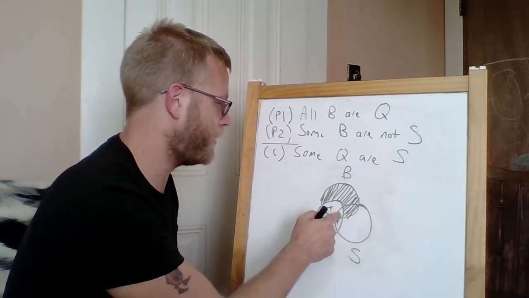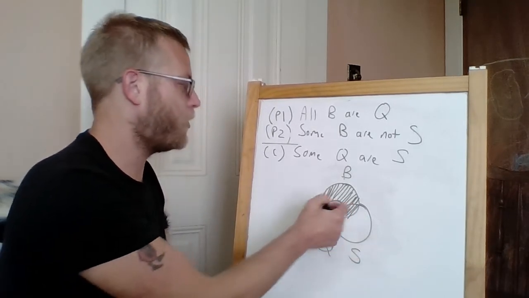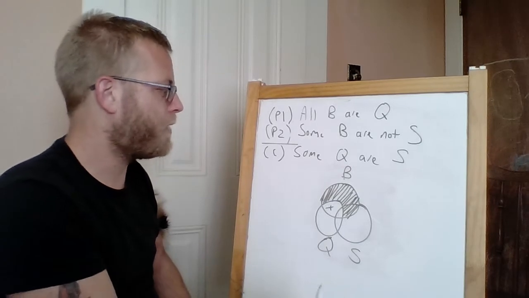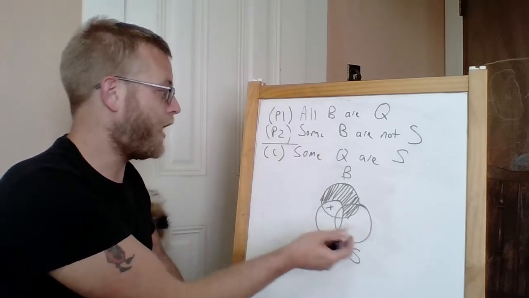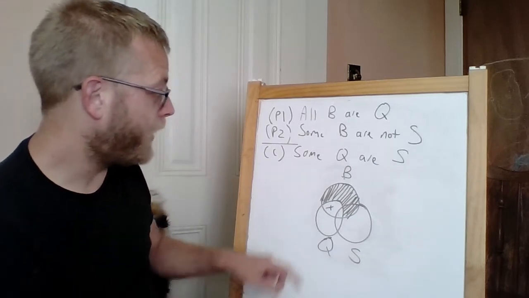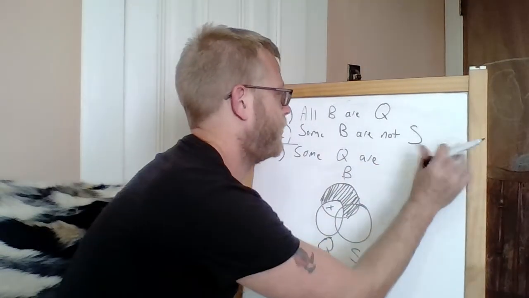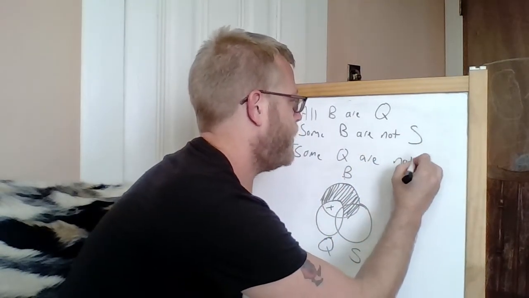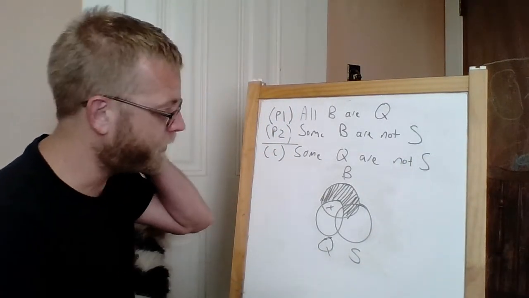Right? It would have to be somewhere in the overlap to indicate that there's at least one member of Q that's also a member of S, but we don't find that. The only X we have is right here to indicate that some Q are not S. Right? We could conclude that there are some Q that are not S. So if it had said this, not, it makes all the difference in the world, this little word "not."